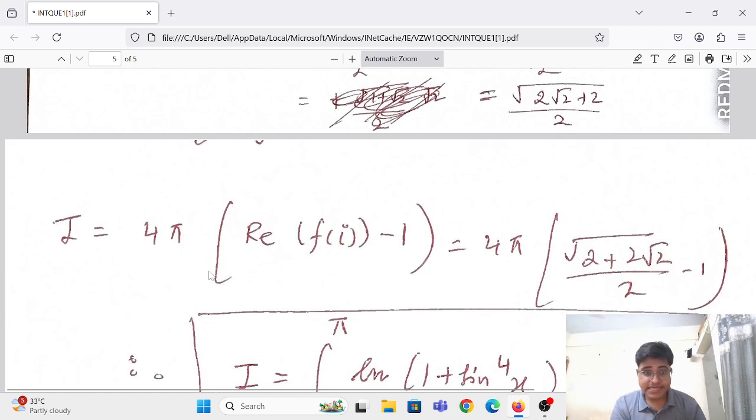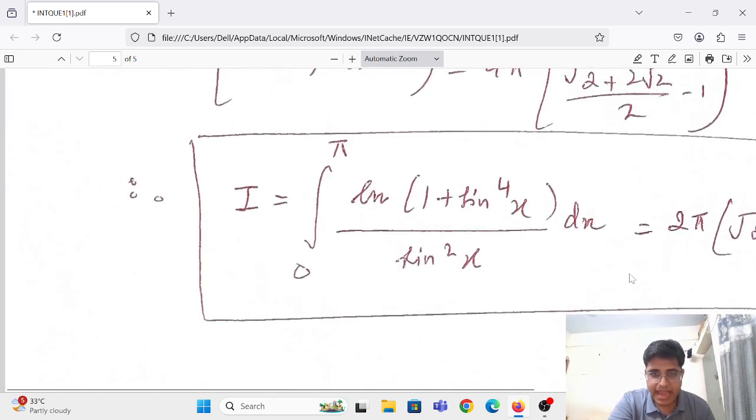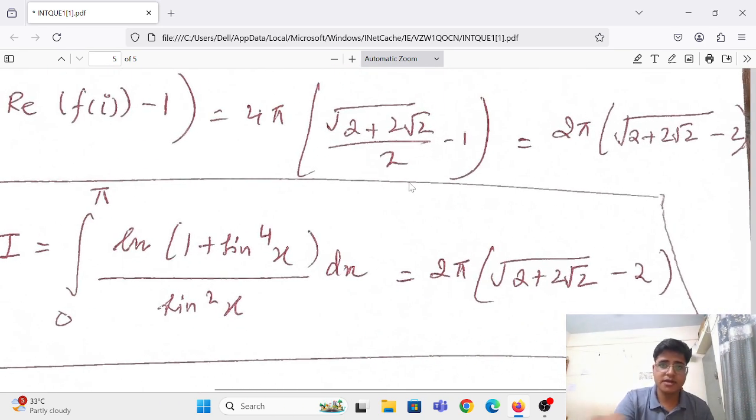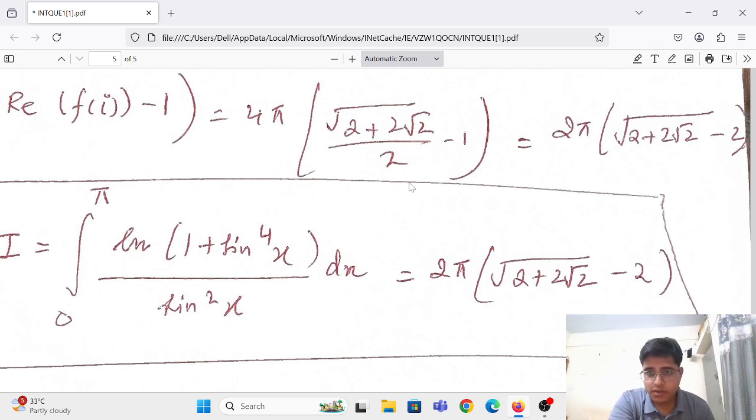Now our integral was 4π real part of √(1+i) minus 1. So it was 4π times (√(2+2√2)/2 − 1), and now if we take 2 over there and cancel out one 2 with the 4, we get 2π√(2+2√2) − 2.